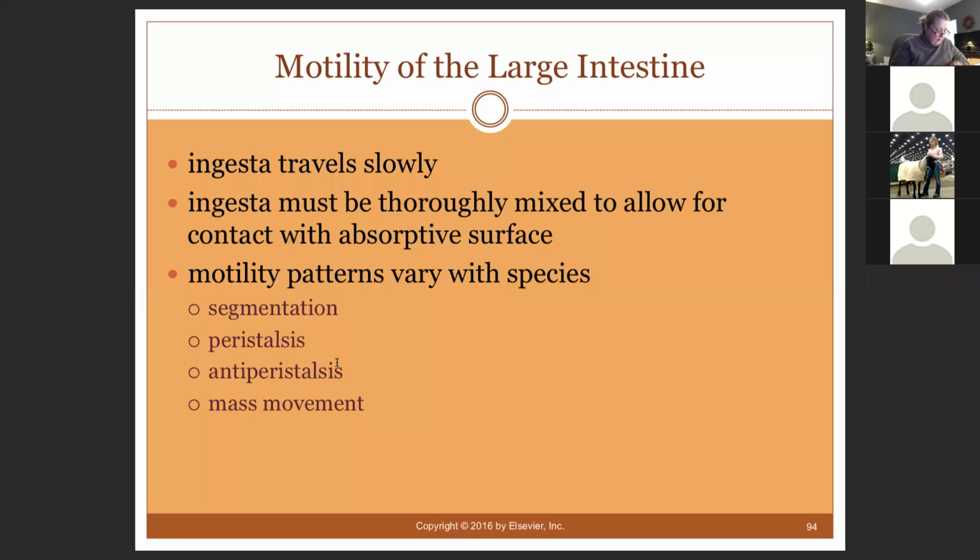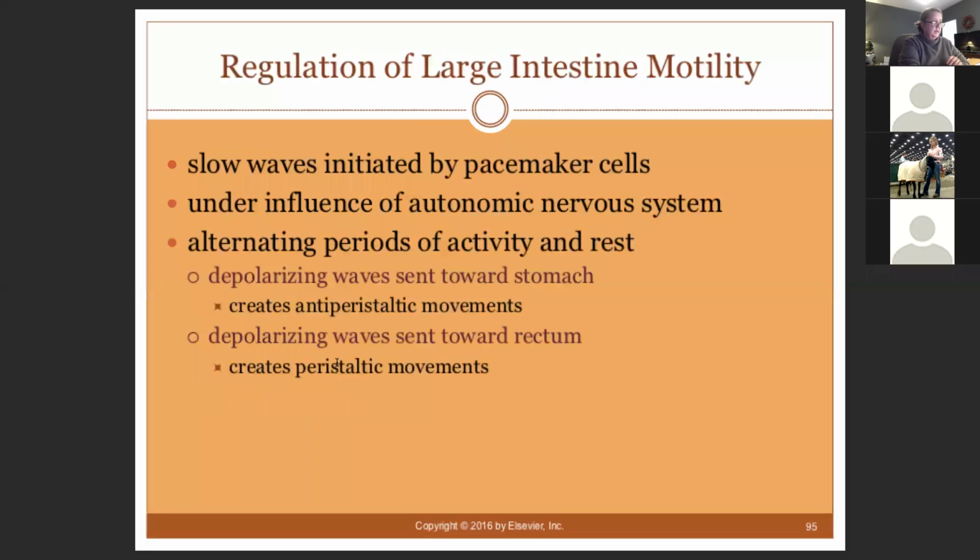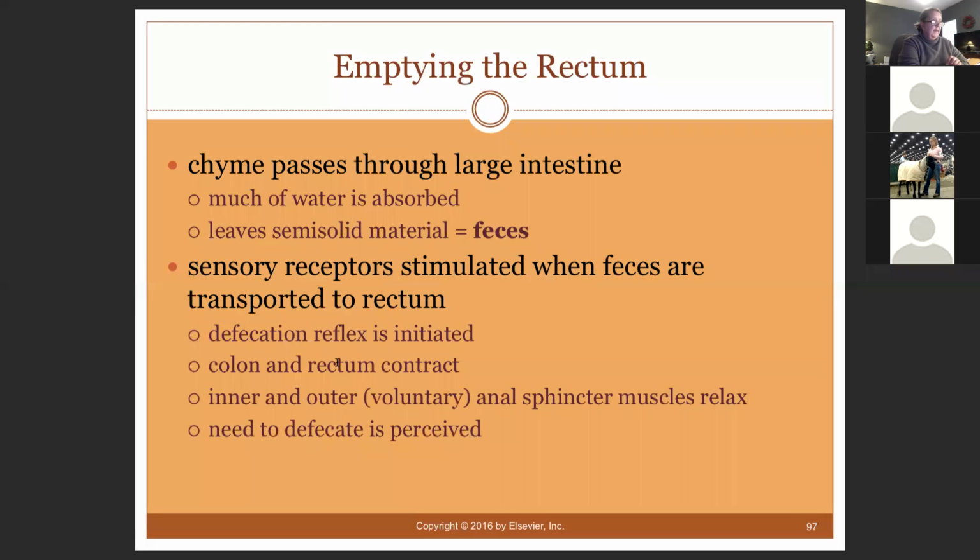And then what is the primary function of the large intestine? Well, I just said, this is where feces is formed, and this is where a large amount of water is absorbed.